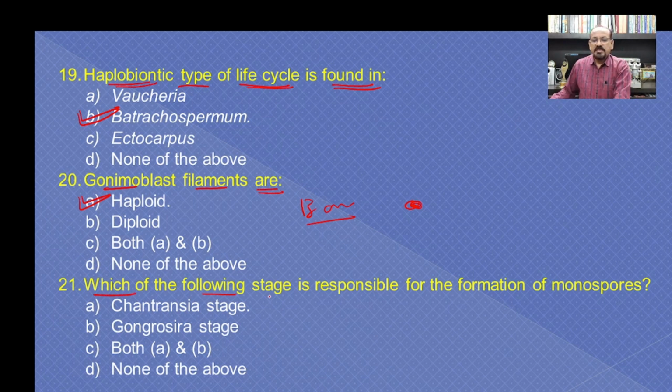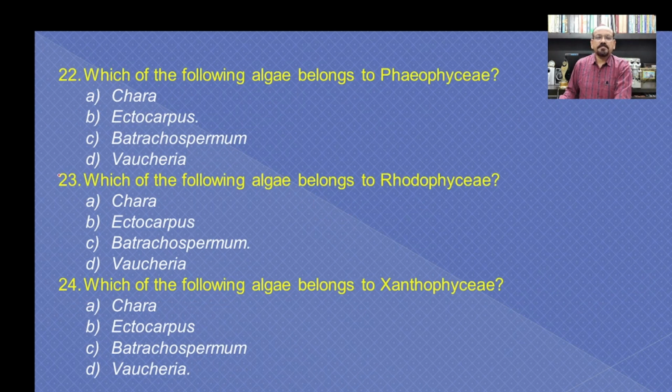Then which of the following stages is responsible for the formation of monospore? Earlier we have seen that the Chantransia stage is involved in the formation of the monospore, and hence A will be the correct answer for this question.